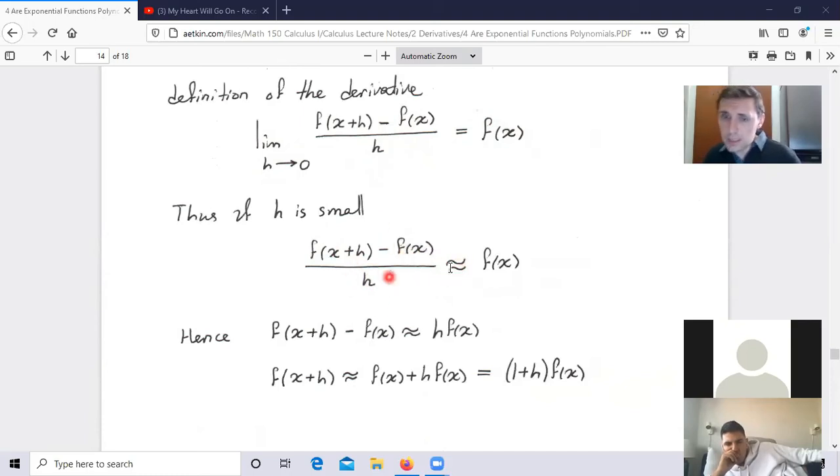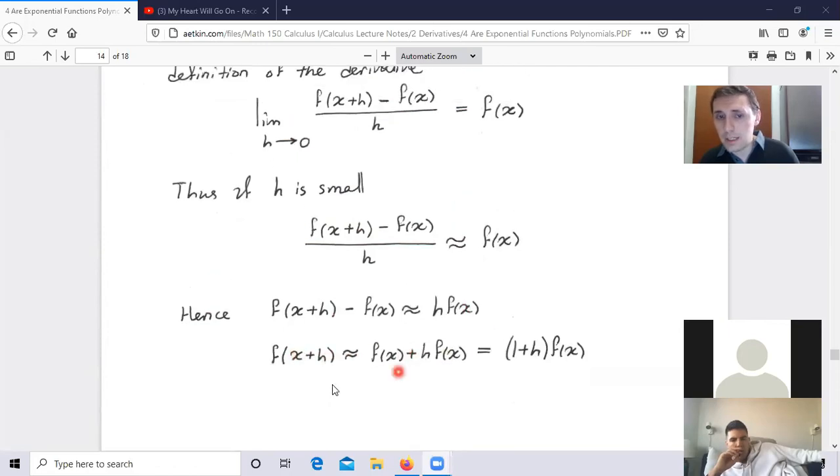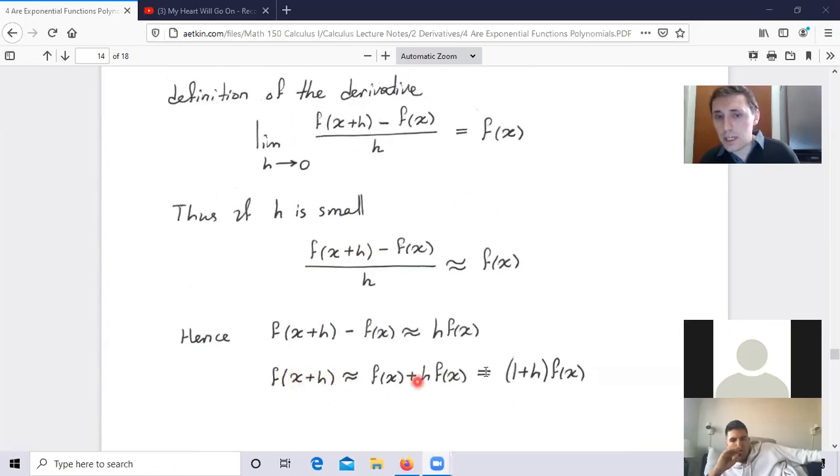If h is really, really small, it's going to be close to equal. And that allows me to come up with an equation. This is the equation I come up with. You see, I just begin solving for f of x plus h in terms of f of x, and I come up with this line. The function at x plus h equals 1 plus h times the function at x.